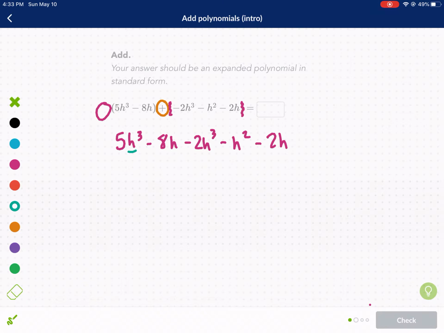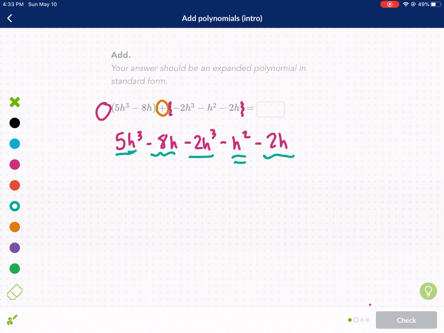So here we have h to the third power, the 5h to the third power. And then we have another h to the third power here. We have an h squared here. Looks like there's no other h squareds. We have an h here and an h here. What we're going to do now is just combine what we see.